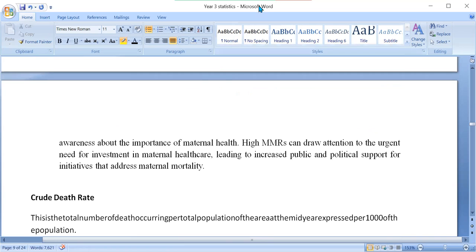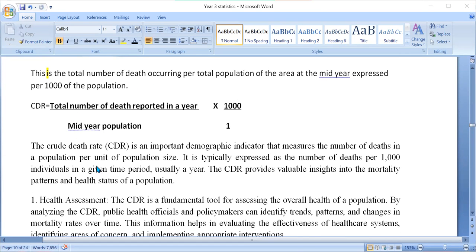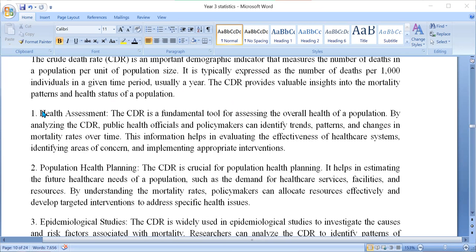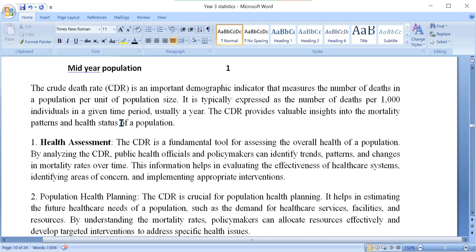Then we will also look at the CDR. So, crude death rate: this is the total number of deaths occurring per total population of the area at mid-year, expressed per 1,000 of the population. So there's a formula. The crude death rate is an important demographic indicator that measures the number of deaths in a population per unit of population size. So it helps in health assessment, like we said earlier.